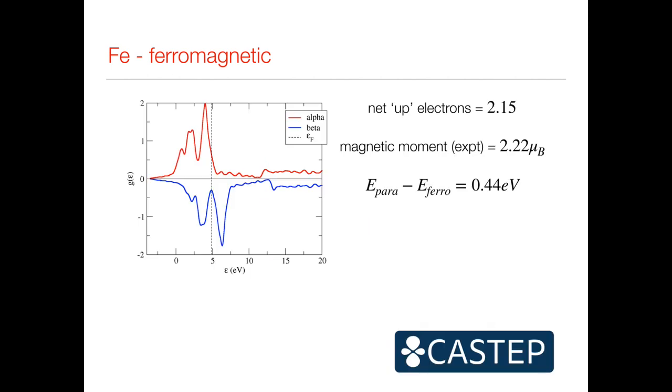So here's a summary of that. If we were to calculate these areas, we could work out the net difference between the number of red electrons, the up electrons, and the down electrons, and it's about 2.15. And that's quite interesting, because if we were to measure the magnetism of iron, we would have per unit cell a value of the magnetic moment of about 2.22 mu B. So what this is saying is that each electron provides about mu B's worth of magnetism.